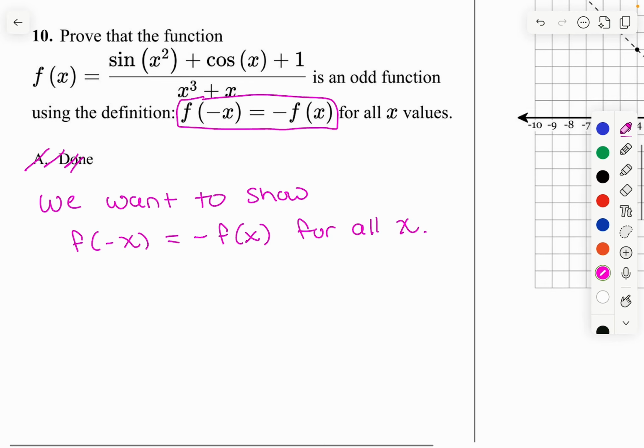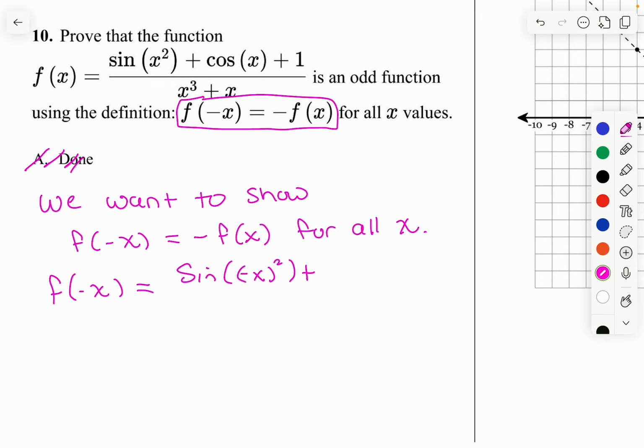Okay, so why don't we start with negative f of x? No, let's start with f of negative x. Okay, so what do we get? That becomes sine of the quantity negative x squared. Every occurrence of x gets replaced with negative x.